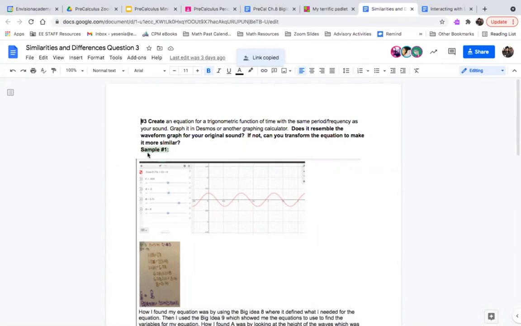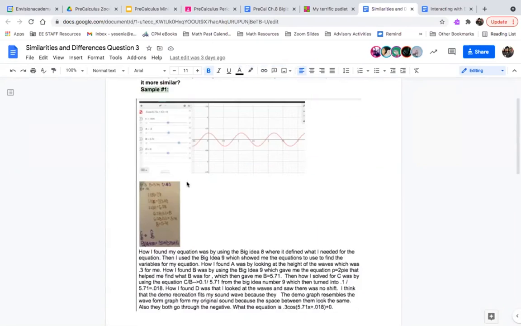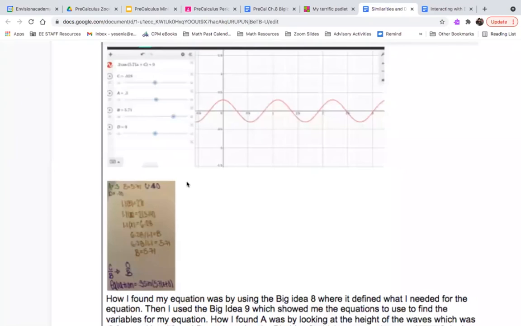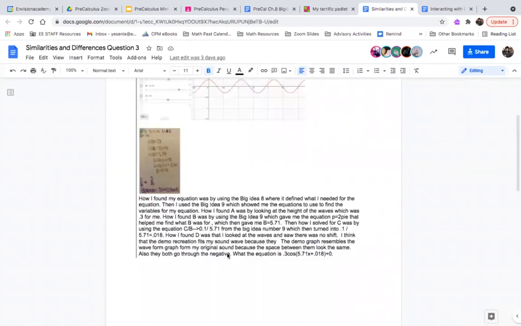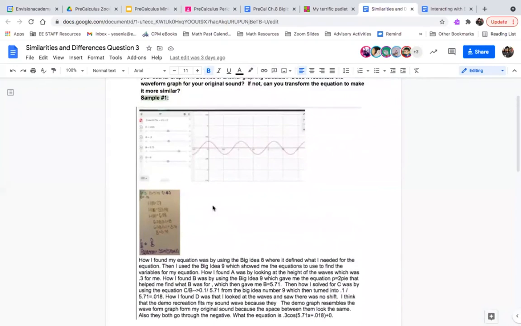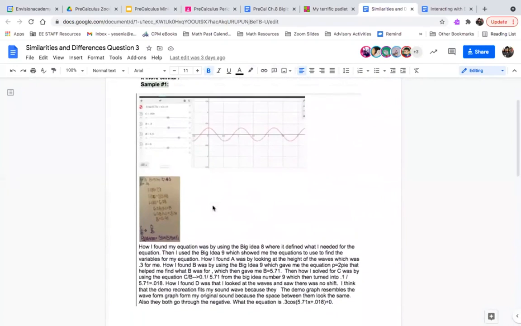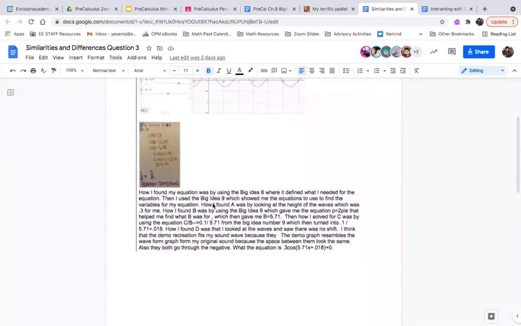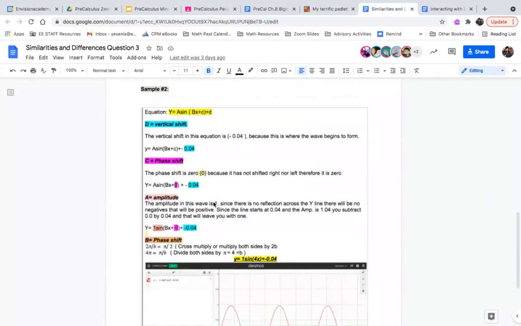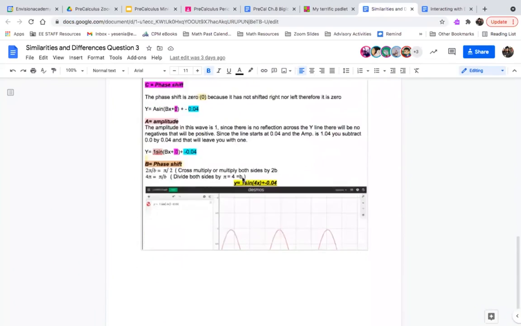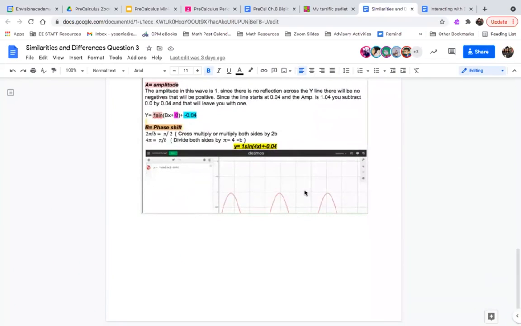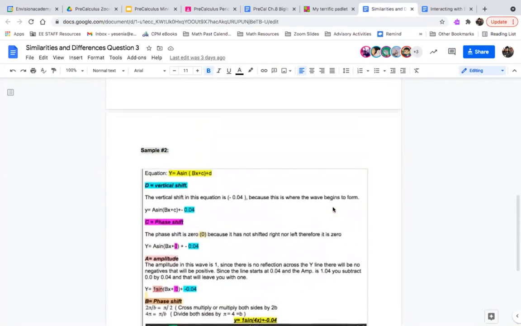So the first sample, number 1, is right here. Now, if it's hard for you to see anything, you can zoom in, like this, or you can zoom out. And there is their little explanation. So as I mentioned, question number 3 is the most math heavy question. You got to actually back up your evidence with some math because you're creating an equation. So this is sample 1. If you scroll down to the second page, you will see sample 2 that's down here. So here's sample 2. I was not able to get the full screenshot, but they do have their wave there with an equation.